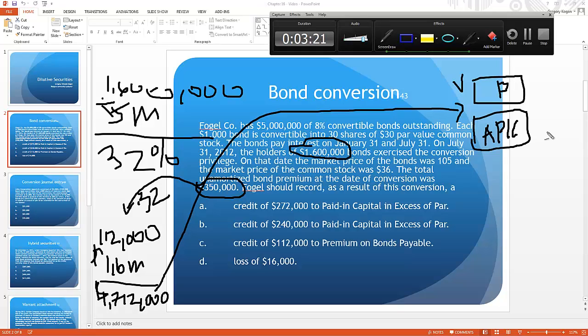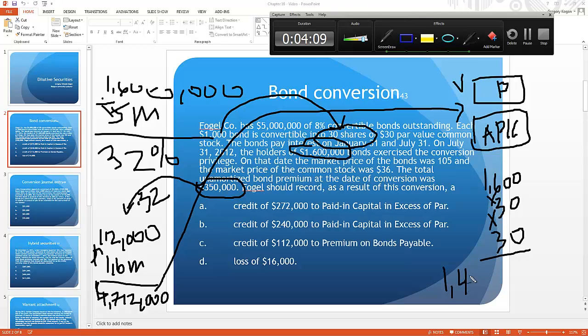So in this situation, how much is par? Well, we're saying 30 shares for each bond, right? And how many of these do we have? Well, we're converting 1.6 million of these. Each bond has $1,000 basically, so there's 1,600 pieces that we're converting. Each piece converts to 30 shares, and each share is worth $30 par value. So I'll take the product of these three, and that product provides me with 1,440,000. So I know that this piece is par.